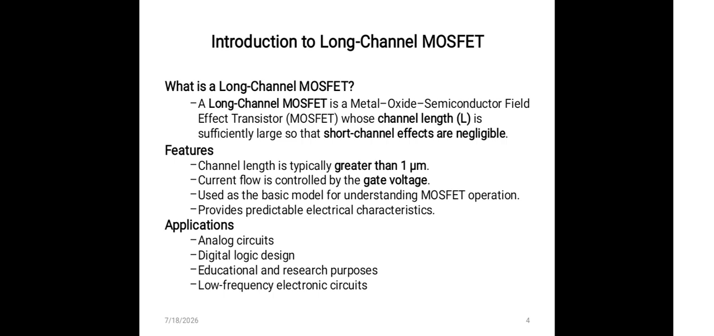Let us first understand what a long channel MOSFET is. A MOSFET, or metal oxide semiconductor field effect transistor, is one of the most widely used semiconductor devices, and a MOSFET is called long channel MOSFET when its channel length is relatively large, typically greater than 1 micrometer, where this channel takes the charge carriers which decide the flow of current. Because of this large channel length, undesirable effects like DIBL, that is drain induced barrier lowering, velocity saturation, and other short channel effects are almost negligible.